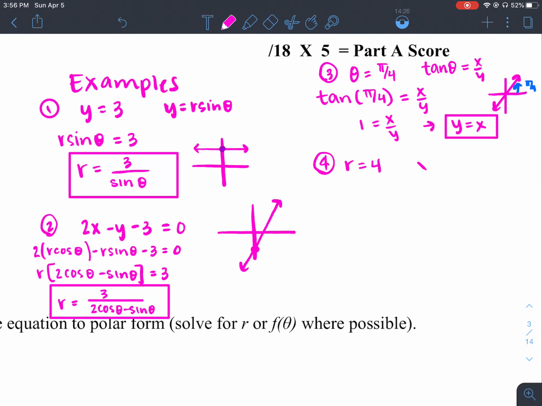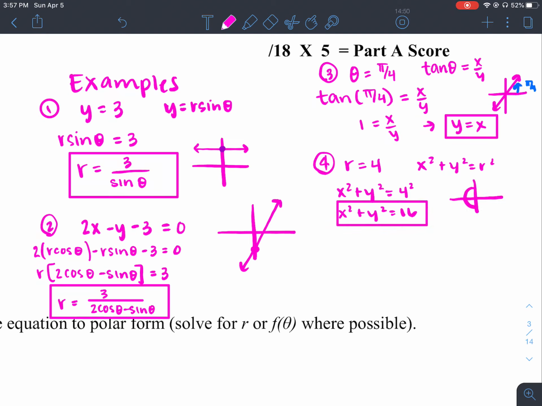To do that conversion, though, I just essentially want to use the relationship that says x squared plus y squared has to equal r squared. So this is just saying, okay, x squared plus y squared has to equal 4 squared, or x squared plus y squared equals 16. So this is that circle with a radius of 4. So if we did a quick little sketch, it's going to be centered at the origin. The origin there.